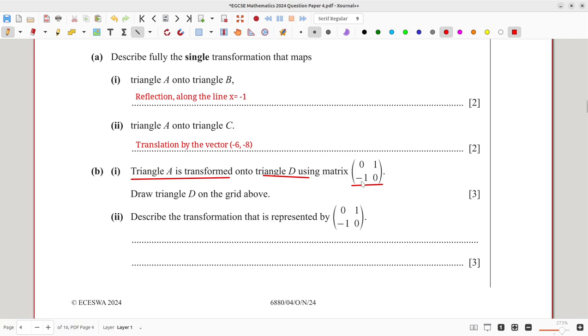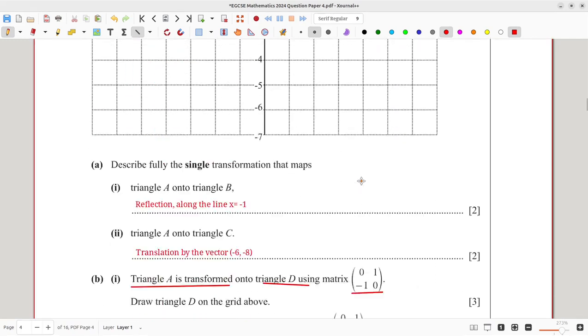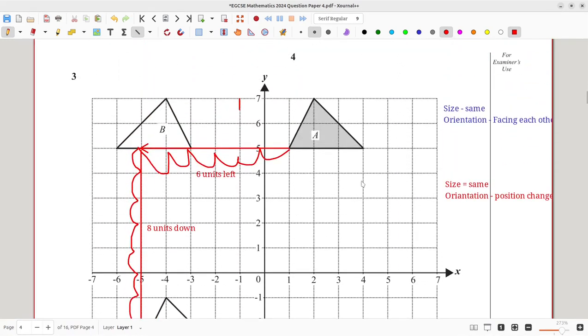First things first, let's identify the coordinates of the vertices of triangle A. Okay, I'm going to do this first. Let me say this is point A. This is B. And this is C. Nice one. So for A, the coordinate there is 2, 7.